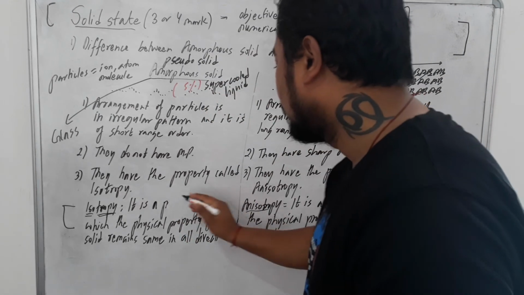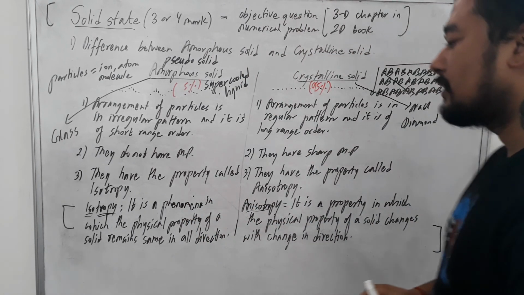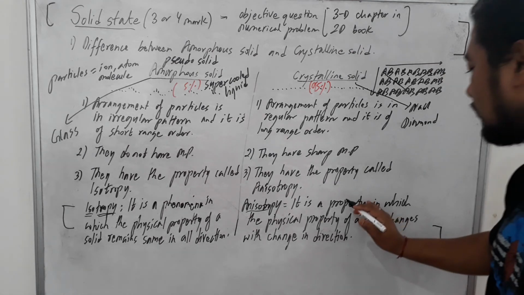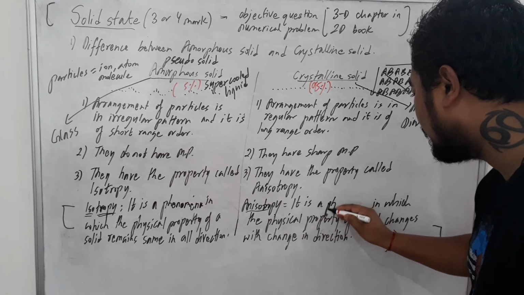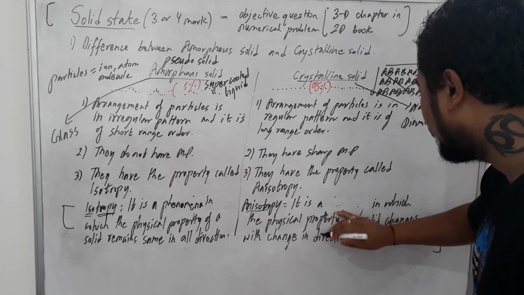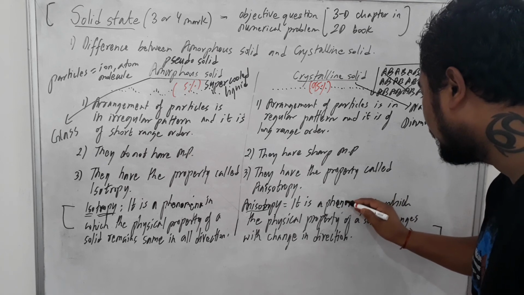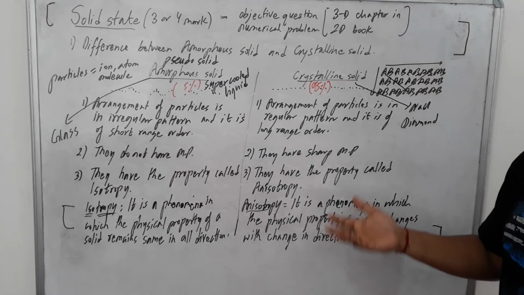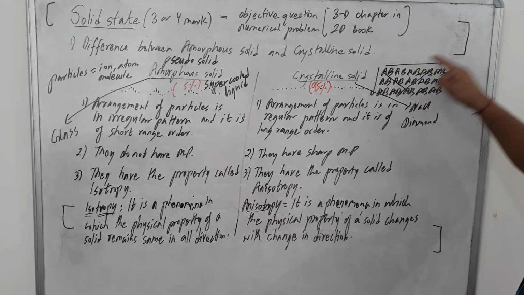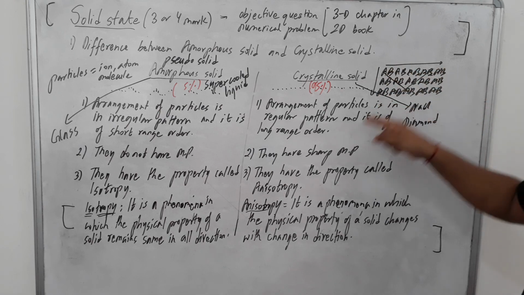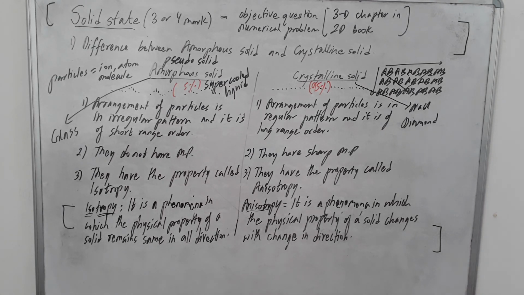Isotropy is a phenomenon in which the physical property of a solid remains the same in all directions, whereas anisotropy is a phenomenon in which the physical property changes with change in direction. One example of a physical property is refractive index. Here the refractive index measured along the x-axis and y-axis is not the same because the arrangement is different, whereas here it will be the same. So this gives you the three differences.